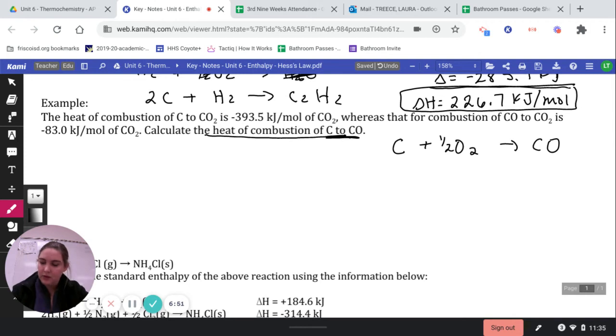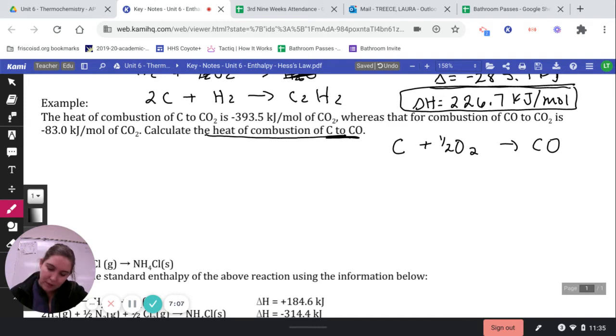To balance it, I would just put a half in front of that O2 there. You could also say 2 carbons, 2 carbon monoxides if you want to, but I just think using the half is a little easier sometimes. Okay, so now let's look at the baby equations we have.